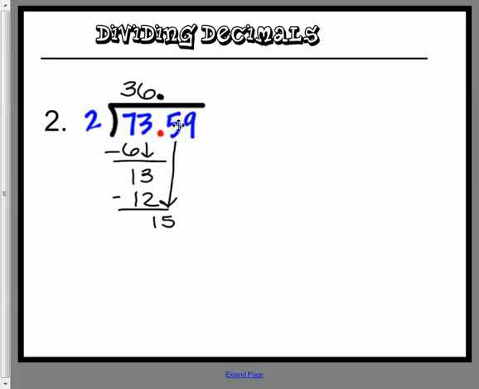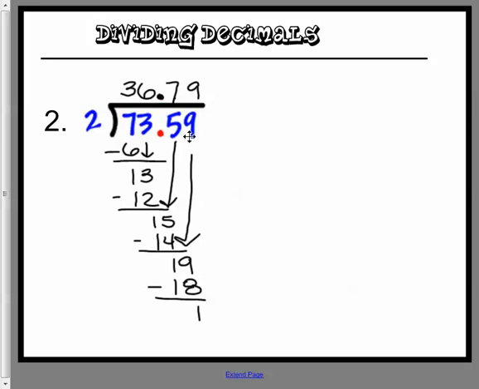2 goes into 15 7 times because 7 times 2 is 14. And we're left over with 1, and then bring down your 9. 2 goes into 19 9 times. 9 times 2 is 18. Subtract and we get 1.